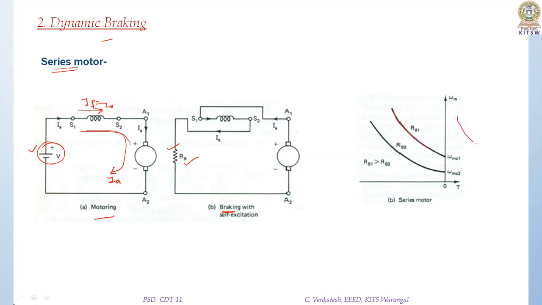For motoring operations, we had characteristics like this. Okay, so now during braking operation, this curve is shifted to second quadrant for RB1, RB2. When RB1 is greater, it is upwards like this. So you can have different characteristics and hence different speed attainment.